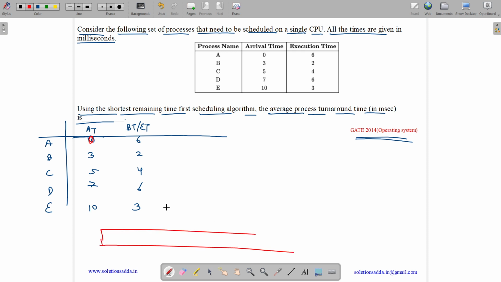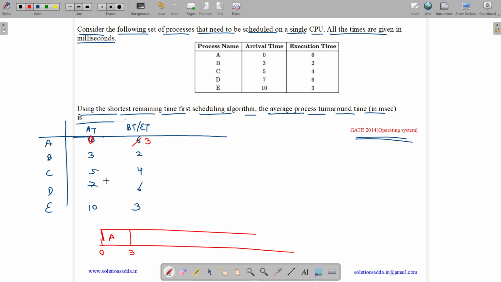Initially we have only A, so we will schedule A. We can run it till 3, as the next process arrives at 3, so its burst time gets reduced by 3. Now at 3 we have both A and B, and B has the shortest remaining time. Shortest remaining time first is preemptive, so we can preempt A.